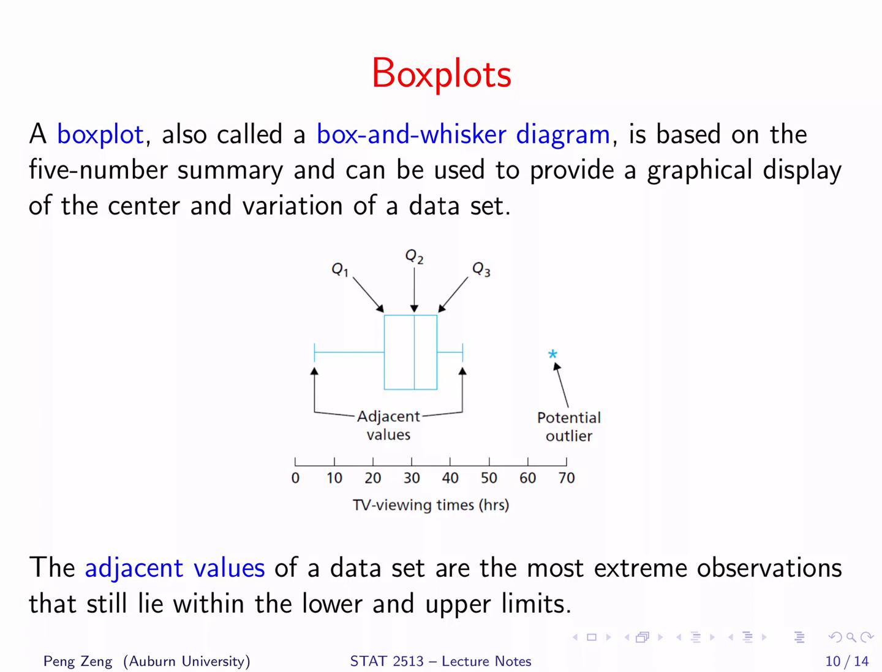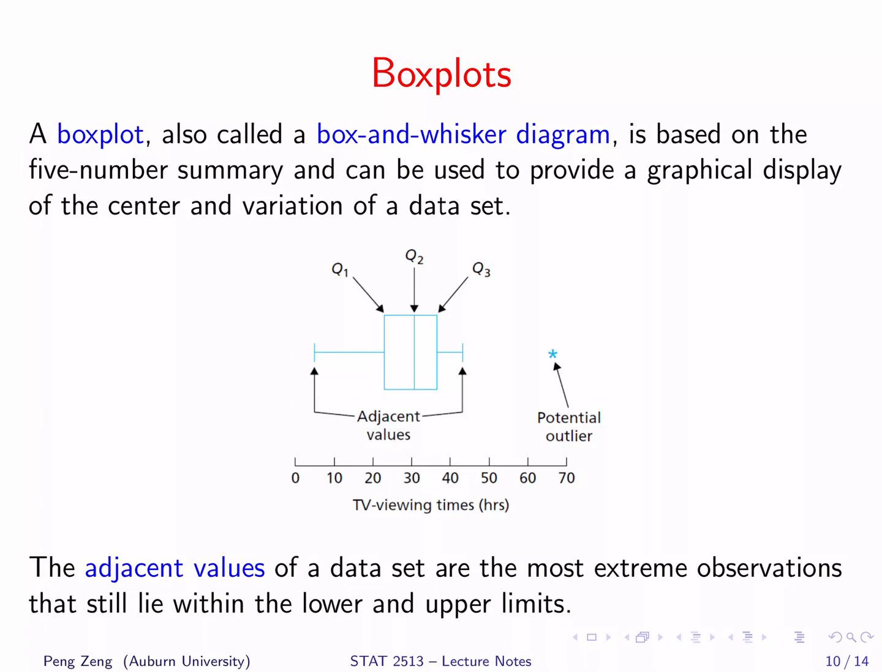The 5-number summary can be presented in a plot called a boxplot. Sometimes it is also called a box and whisker diagram. The plot on the slide is the boxplot for the data of weekly TV viewing times. There is a box in the middle. The line in the middle of the box indicates the location of the median.